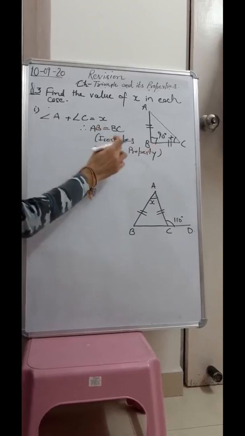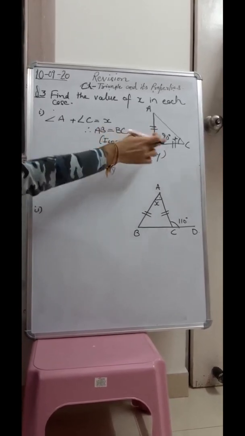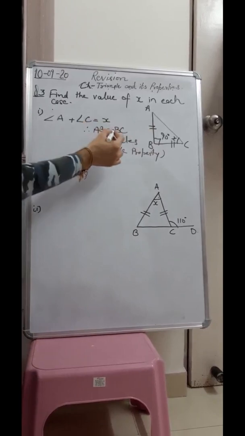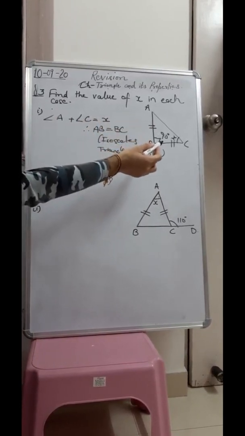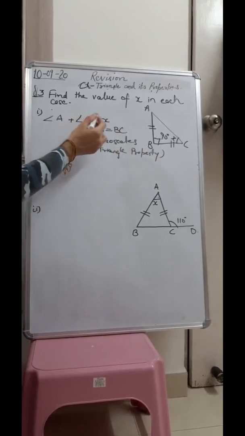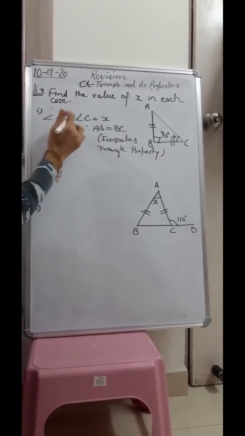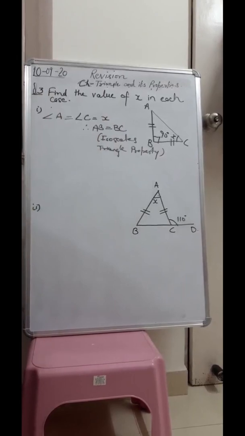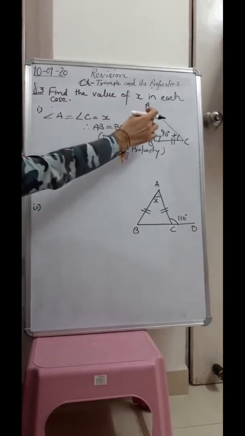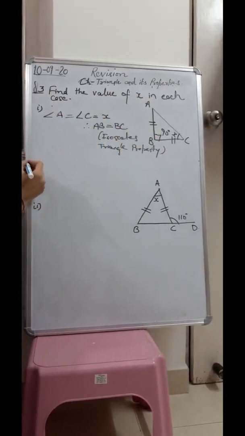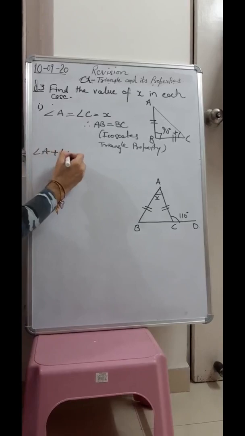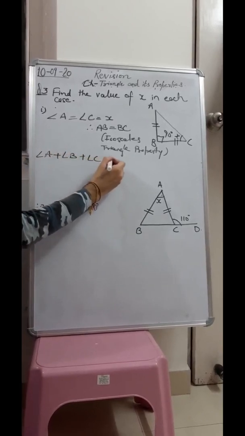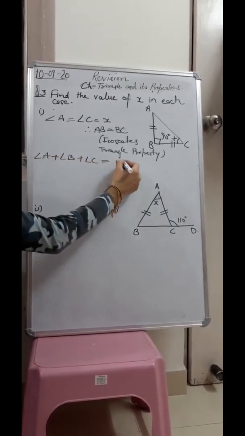In isosceles triangle property, out of 3 sides, 2 sides are equal. So that's why we can say that angle A equal to angle C equal to x. So here we can take angle A as x again. So now we can say that angle A plus angle B plus angle C sum will be equal to 180 degree.